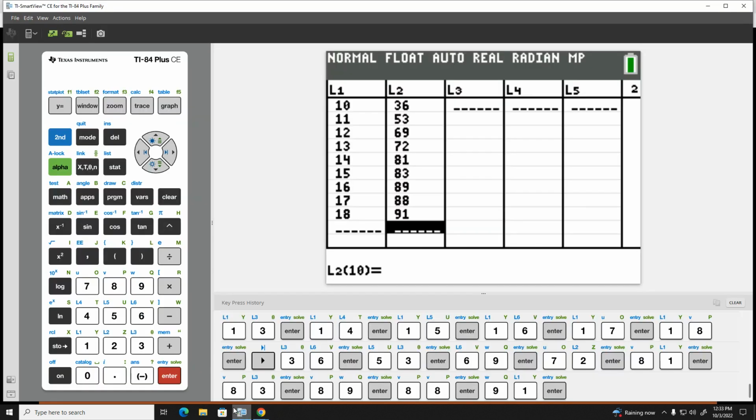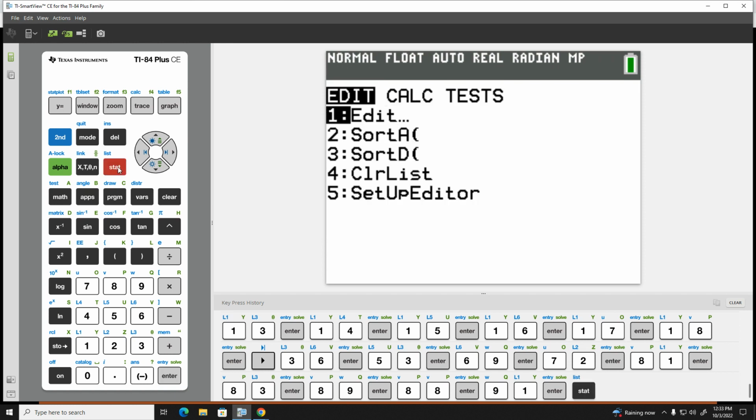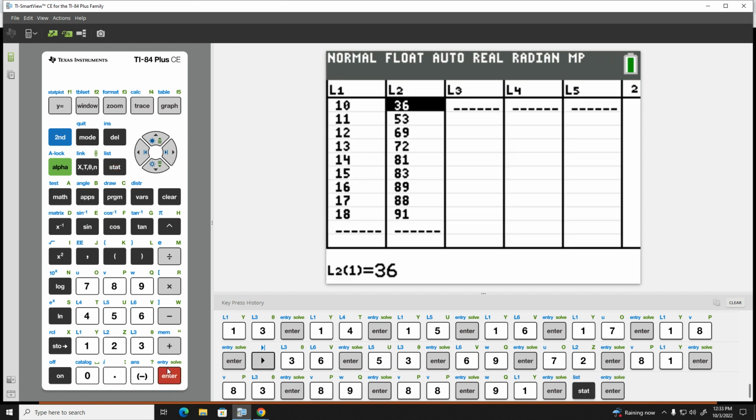So I went to my calculator, I hit Stat and Edit, and you can see I entered the data. The first list is the list of the ages, and the second is the percentage. Now I want to create a window. Giving myself a little room, I think I'll go 10 to 20 for the X, and 0 to 100 on the percentages to see all of that.